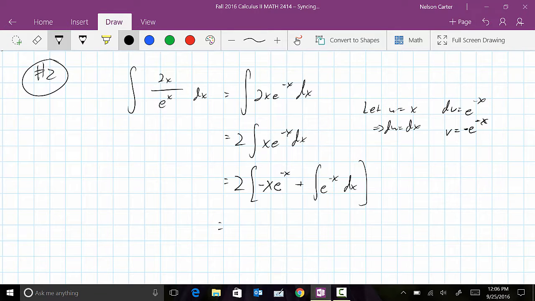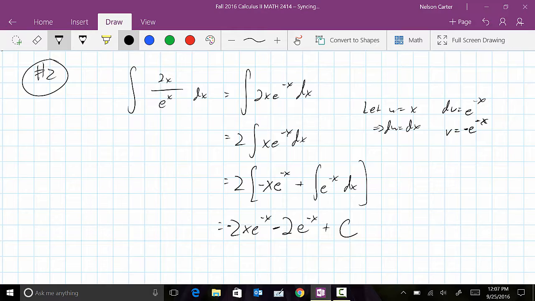Okay, so now this is going to become negative 2x e to the power negative x plus, and then I'm distributing this to 2 times, this is going to become a negative because it's e to the power negative x, so negative 2 e to the power negative x plus a constant.